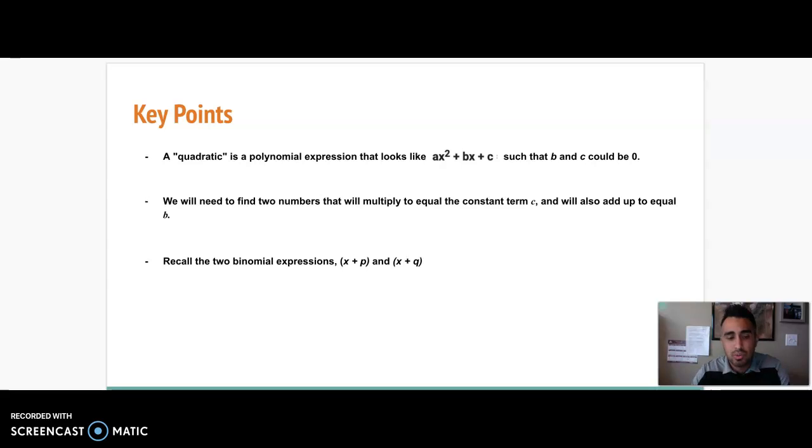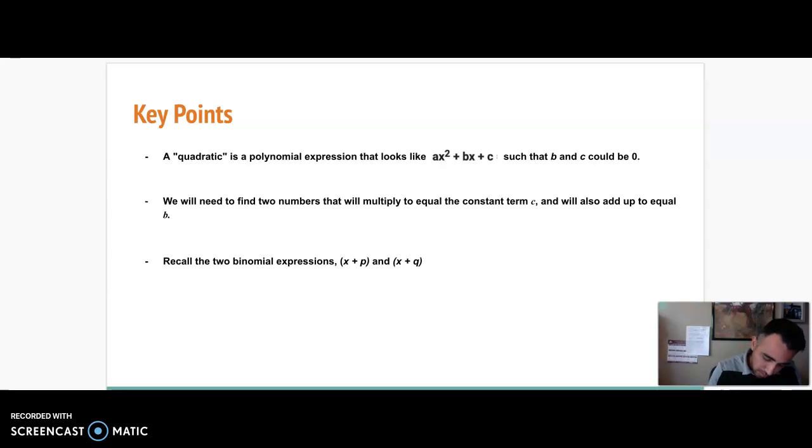We're going to go to our key points. So a quadratic is a polynomial expression that looks like ax squared plus bx plus c, where b and c could be 0. To factor this, we will need to find 2 numbers that will multiply to equal the constant term c, and will also add up to equal the coefficient b. So recall the 2 binomial expressions, x plus p and x plus q.